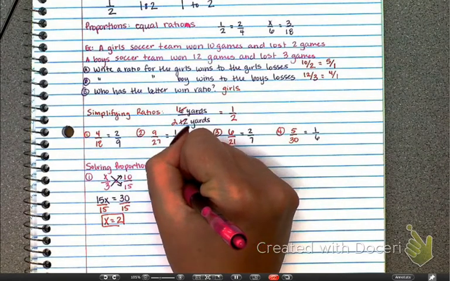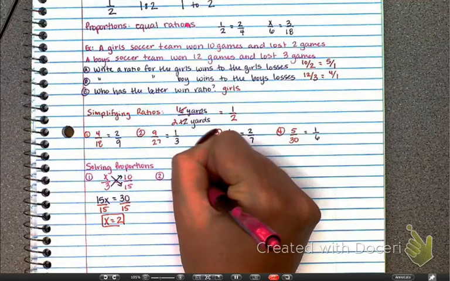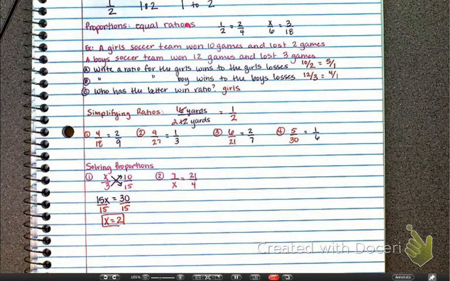Yes, Jordan? What's the difference between a ratio and a fraction? It's the same thing. Can I not ask that? I just want to better my learning with math.